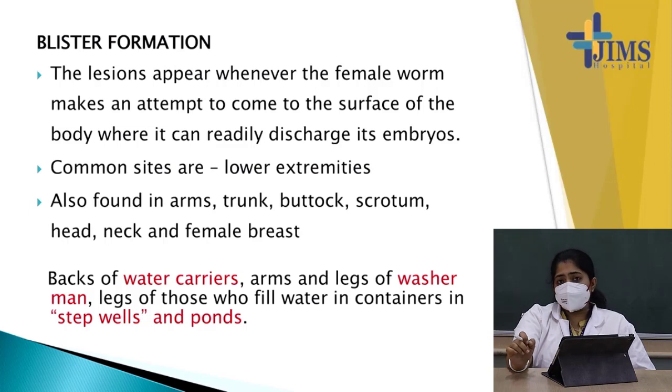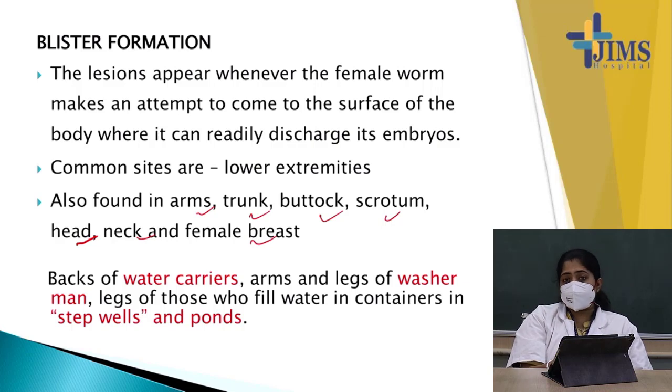Now, let us talk about the blister formation in detail. These lesions appear whenever the female worm makes an attempt to come to the surface of the body where it can readily discharge its embryos. The common sites are lower extremities. They can also be found in arms, trunk, buttocks, scrotum, head, neck and female breast, such as backs of water carriers, arms and legs of washermen, legs of those who fill water in containers in step wells and ponds. So, these are examples of the sites where this blister formation occurs.